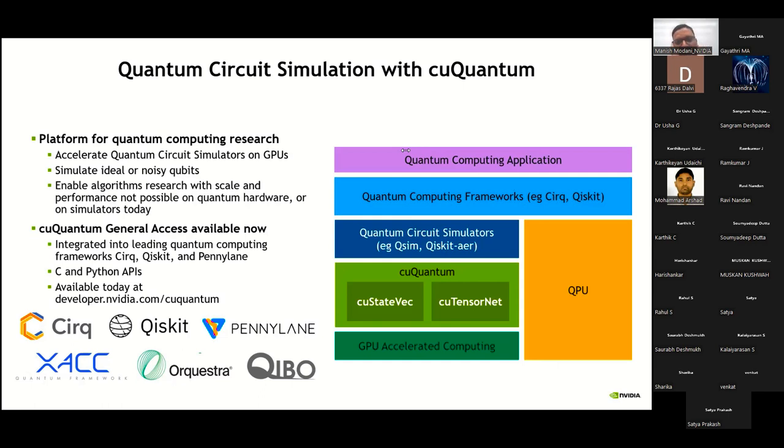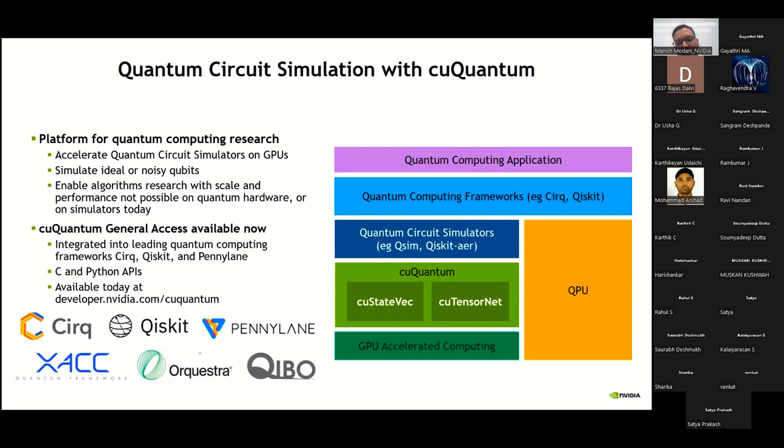How it works is you first need to download the container. cuQuantum is available as a container. In that, you can use your existing code. Wherever you are calling a few libraries, you need to replace them with cuQuantum, and that will accelerate. No need to write full code, just very light modification, and with that you can get a speedup. Where can I find more information? Here, developer.nvidia.com, cuQuantum.